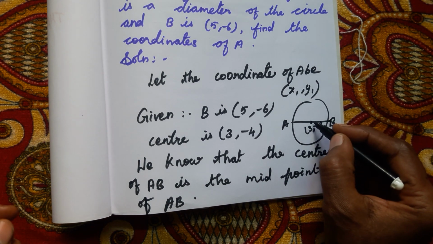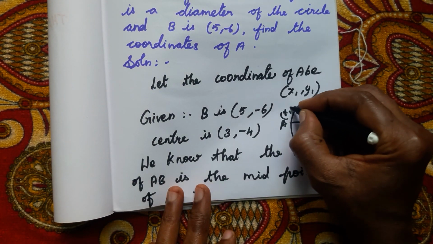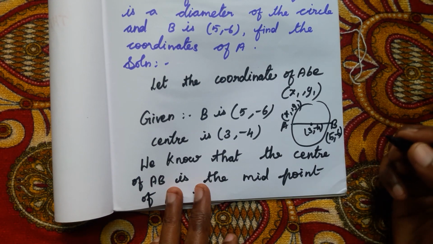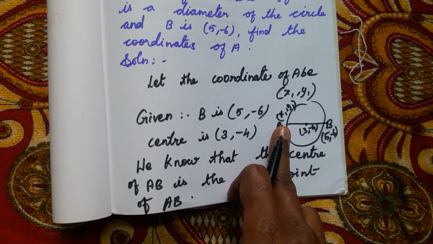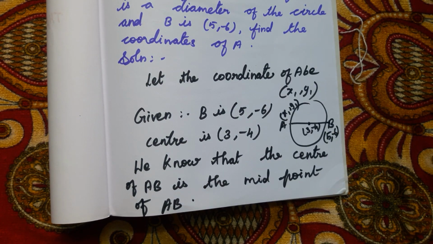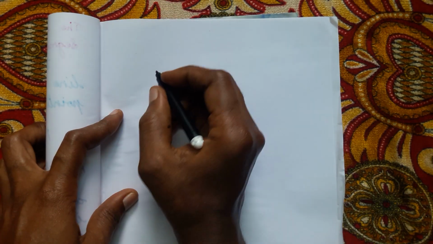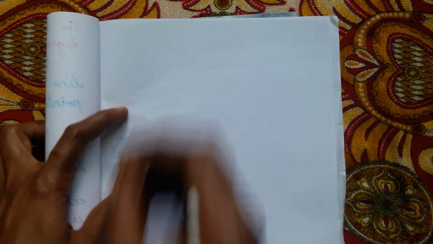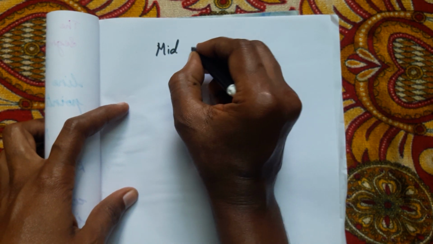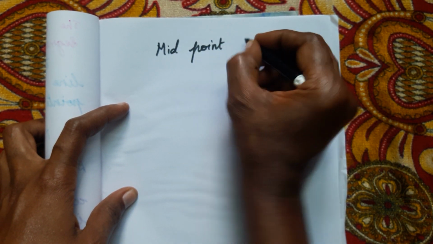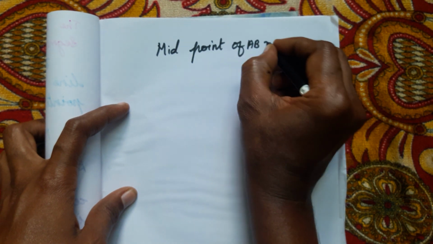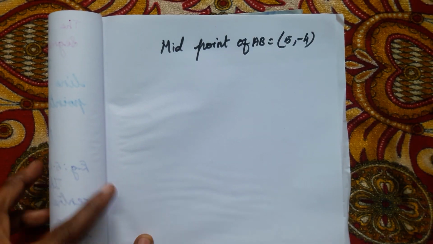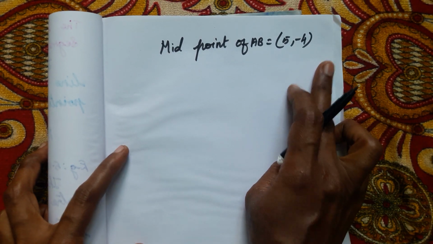Now we know that A is (x1, y1). Next, B is (5, minus 6). What we have to find out is the point (x1, y1). Please listen here. Here the center is (3, minus 4), so the midpoint of AB is equal to (3, minus 4).